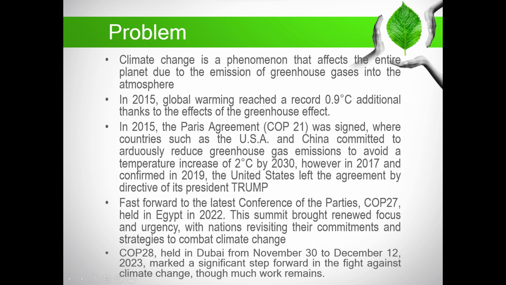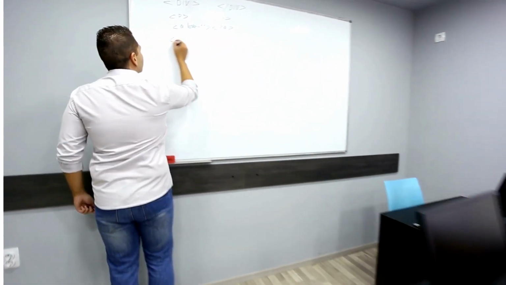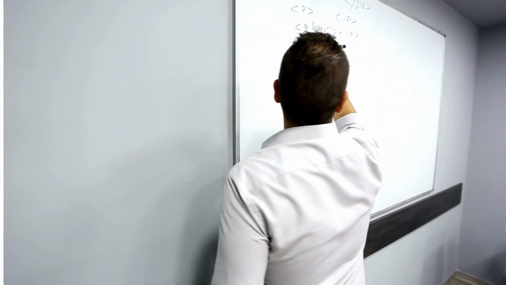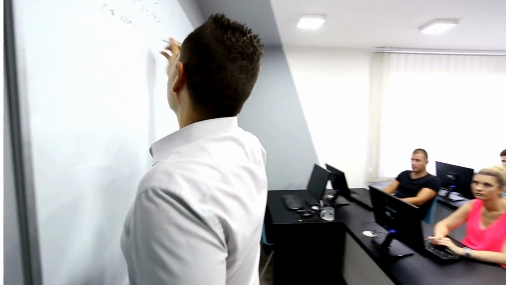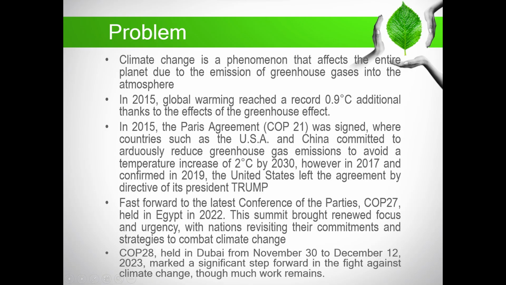This increase, largely attributed to human activities, marked a significant turning point in the climate crisis narrative. In response, the Paris Agreement was adopted at COP21, uniting countries like the USA, China, and others in a commitment to significantly reduce greenhouse gas emissions. The objective was clear: to limit global temperature rise to well below 2 degrees Celsius by the end of the century. The path, however, has seen its challenges. Notably, in 2017, the US announced its intention to withdraw from the Paris Agreement under President Trump, a decision that was formalized in 2019. This was a major blow to international climate efforts.